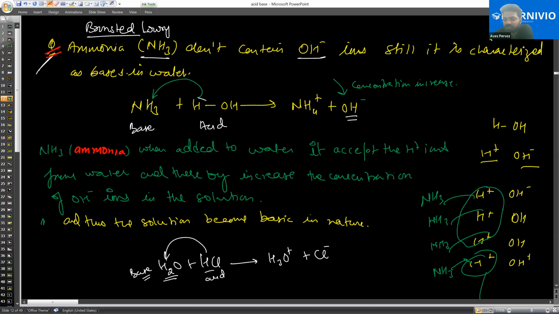When you are done, please let me know. Okay, you understood the concept of why ammonia can turn red litmus to blue, though it does not have any OH negative ion. Sorry, H plus ions. Please let me know when done.